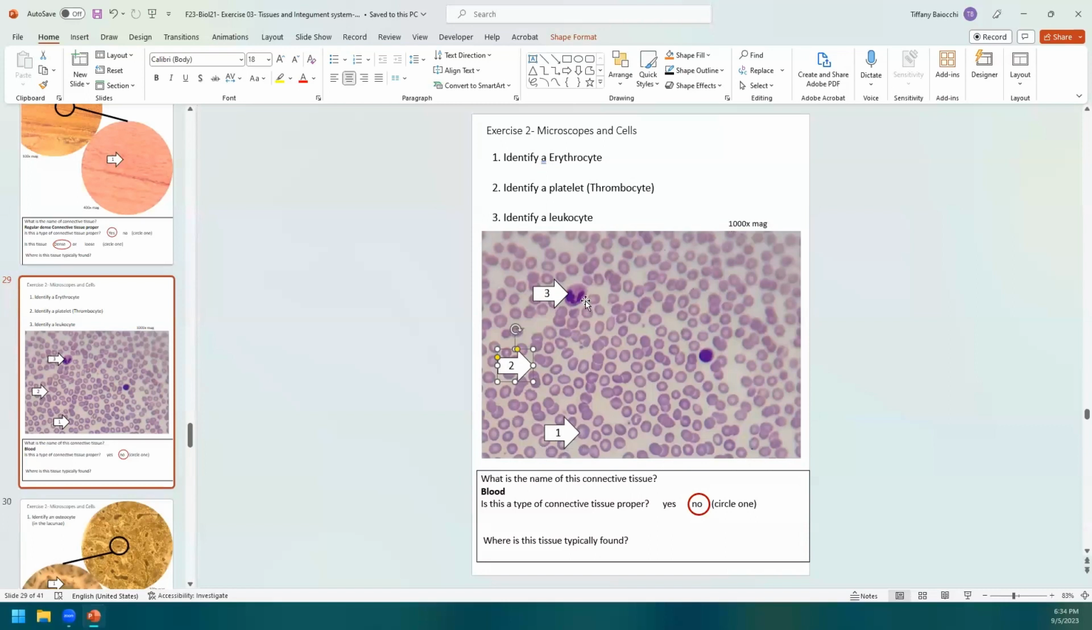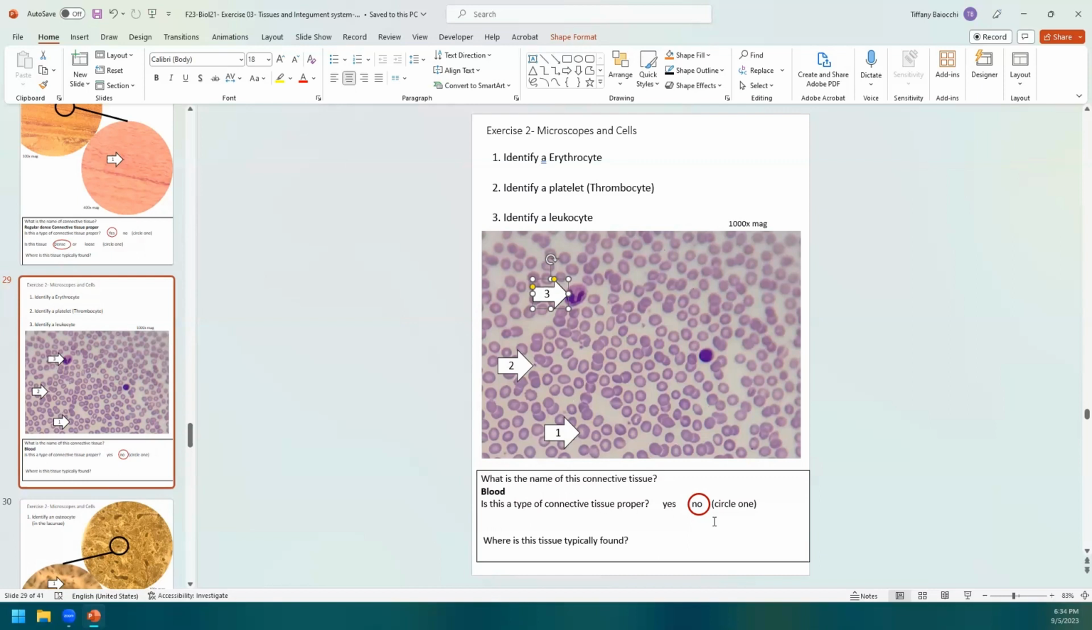And then leukocytes are these odd ones out. This is, I believe, a macrophage of some sort. We'll talk about it when we get into the immunity chapter. So right now isn't the time to really worry about the different types of leukocytes, but these larger, darker ones with the darker interiors, those are leukocytes.